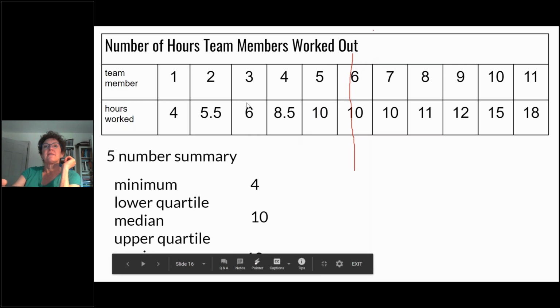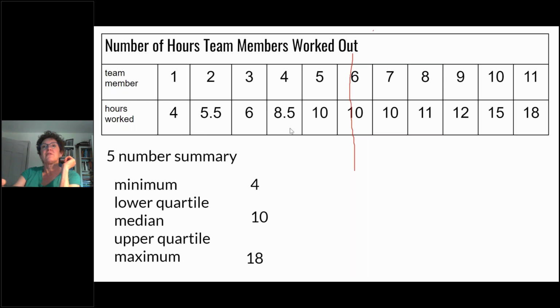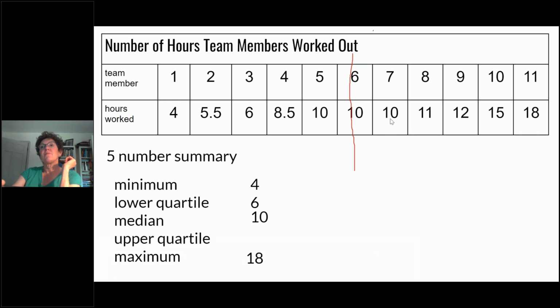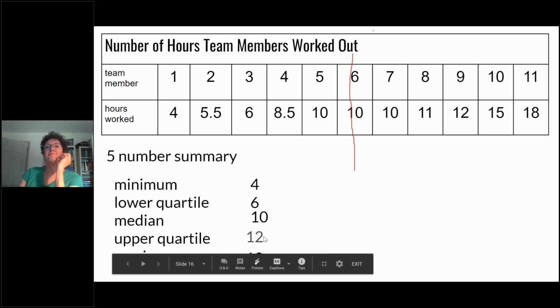So if 6 is the number in the middle of this lower half of the data, 6 is our lower quartile. And then to find our upper quartile, we do the same thing. We go to the top half of our data and find the median there, which is the number in the middle. It should be 12 because there are 2 below and 2 numbers above. Okay, so 12 is our upper quartile.